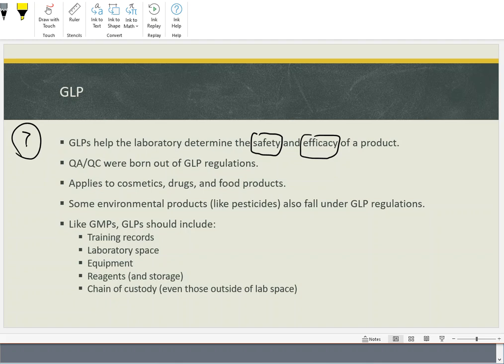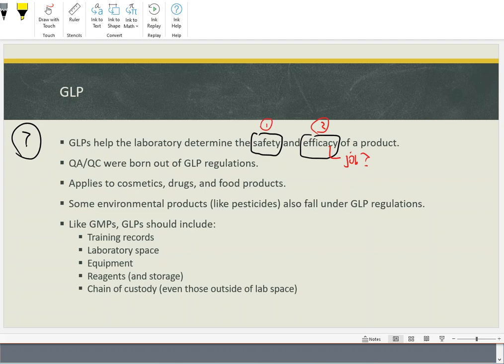GLPs are going to help the lab and the workers in the lab to demonstrate the safety of what has been manufactured or what is getting used in the manufacturing process, and efficacy. That means if this is a finished product, then that finished product better do a job. Efficacy is all about that job. Does it do its job? Yes or no? That's what this is all about. So those are the two major players as far as why we do GLPs to begin with.